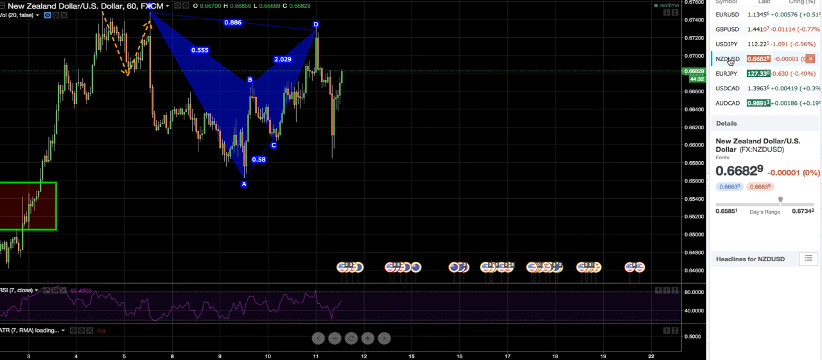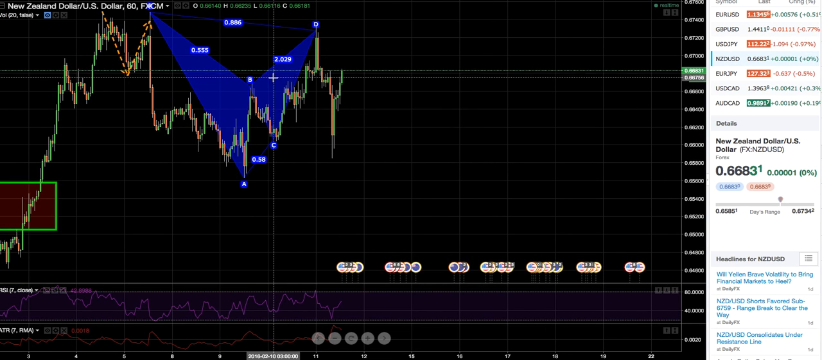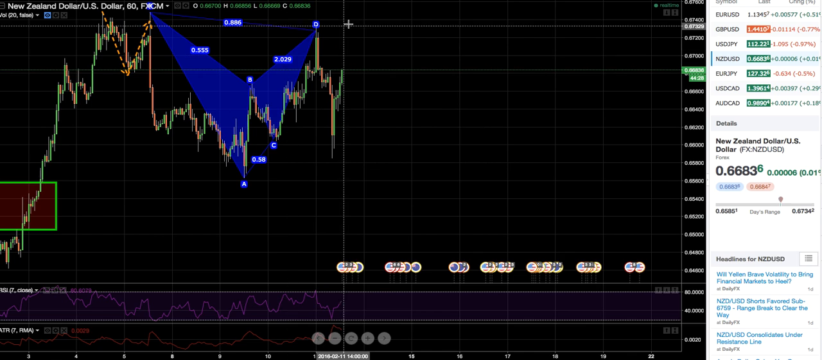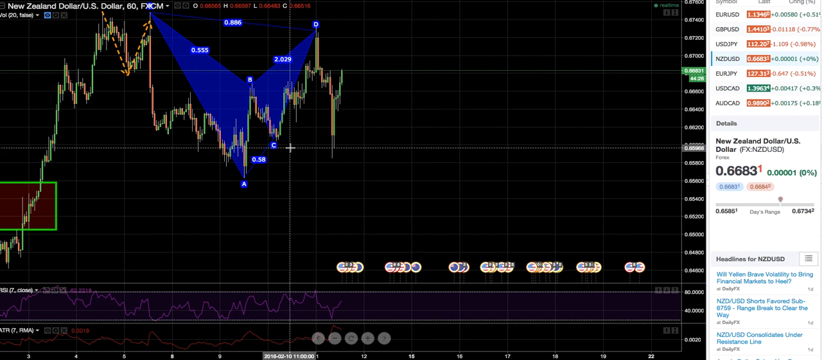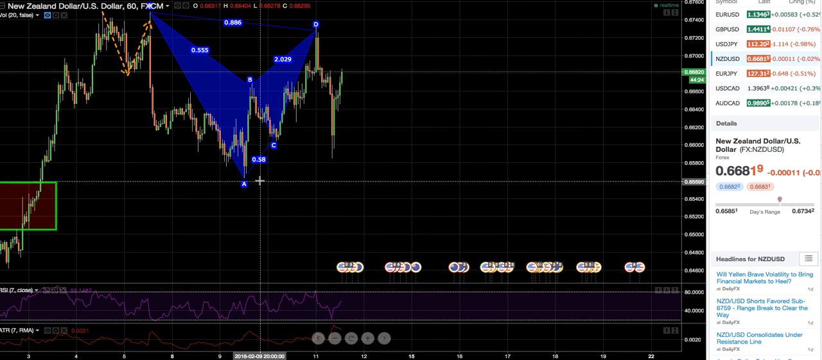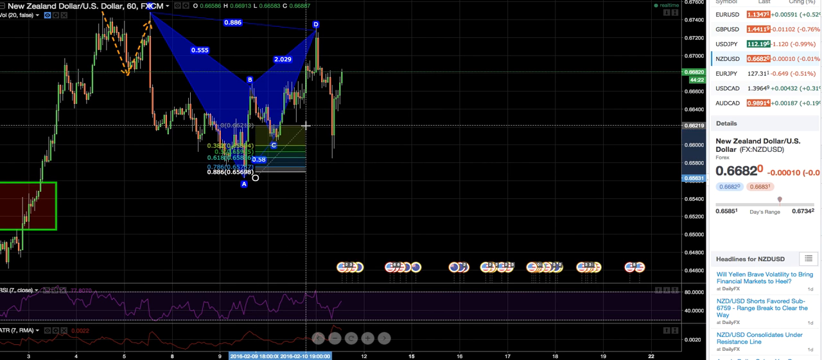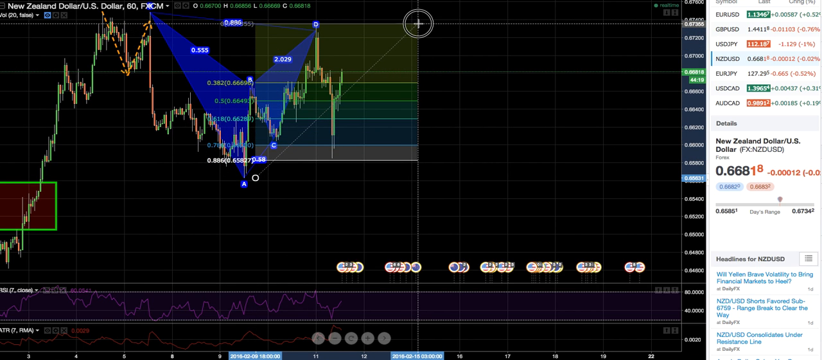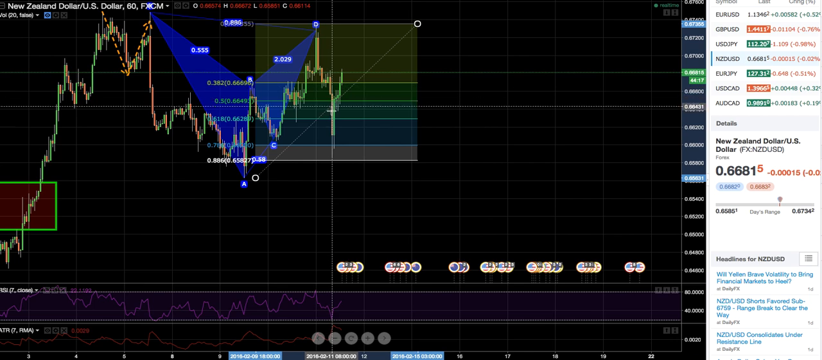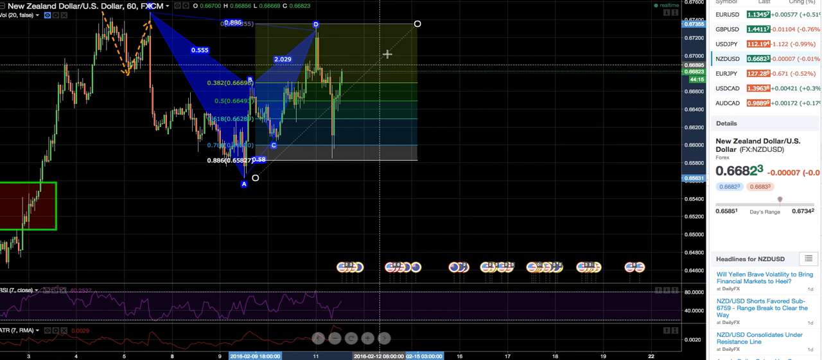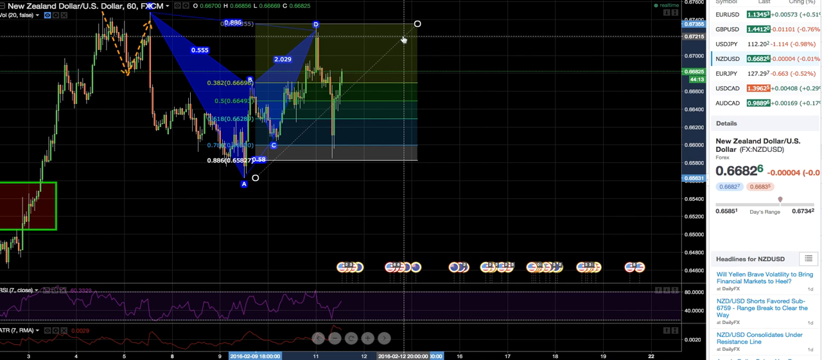On the New Zealand dollar, US dollar, a bat pattern completion, profit. We turned on a dime right here. So as you can see, target 1 and target 2 acquired in the bank. So that was a nice one.